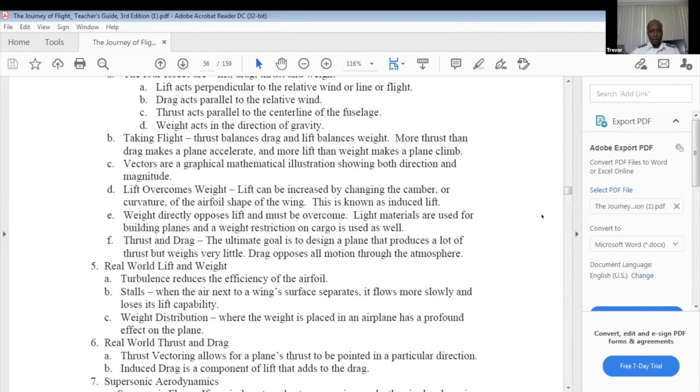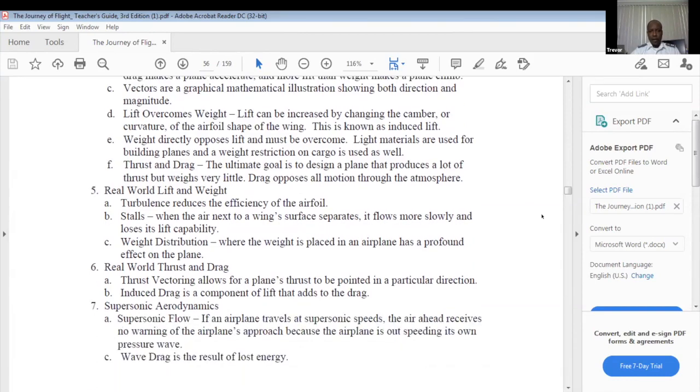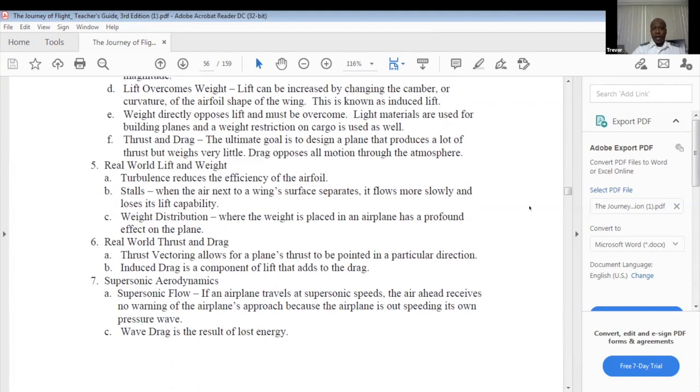So let's move down to, and just to highlight that in our modern times, with respect to older times, in older times they used canvas and so on for the skin of the aircraft. In our modern days, they try to use aluminum and fiberglass, which is very light. And there's a reason for that. You want to create less weight and you want to create less drag. And that is the ultimate goal in any design.